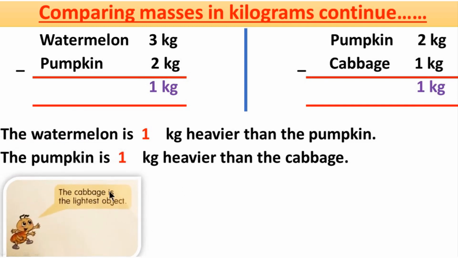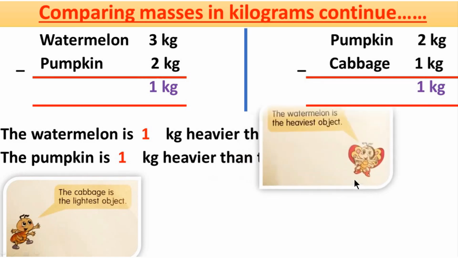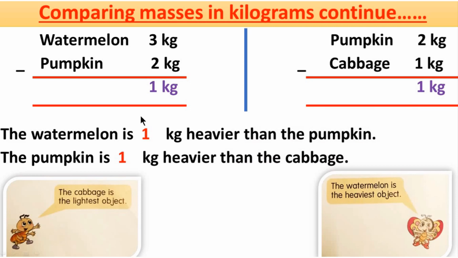So that means the cabbage is the lightest object, isn't it? See, cabbage is the lightest. It's only 1 kg. And pumpkin is 2 kg. And watermelon is 3 kg. So which one is the lowest? Pumpkin or which one? Yeah, cabbage is the lowest, lightest object. Now what is the highest object? Watermelon, because its weight is 3 kg, the bigger one. The watermelon is the heaviest object. So this was all about mass.